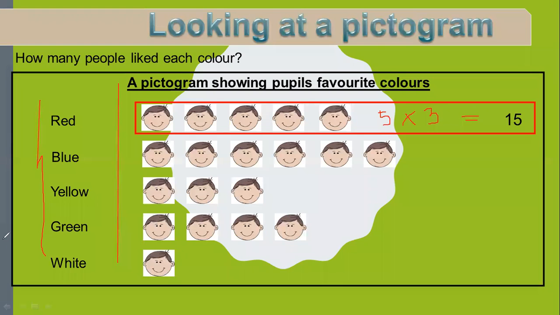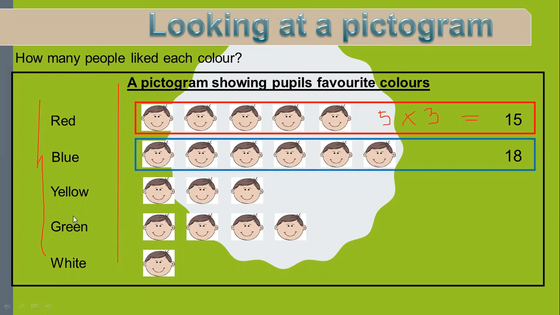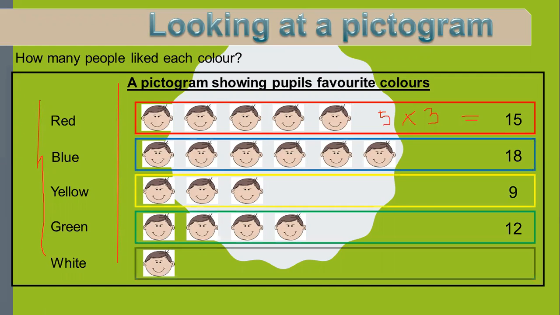Multiplied by 3 because one head represents 3 people. And then next, that's so on. It is 18. This is 9. This is 12. This is 3. Same, the same way.